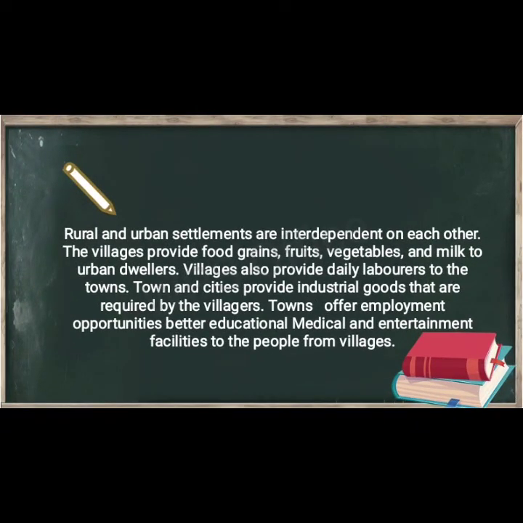Now we will see how urban and rural people are dependent on each other. The villages provide food grains, fruits, vegetables, and milk to the urban dwellers. Villages also provide daily labor to the town people. Towns and cities provide industrial goods that are required by the villagers. They offer employment opportunities, better education and medical facilities, and entertainment facilities to the people from the villages.